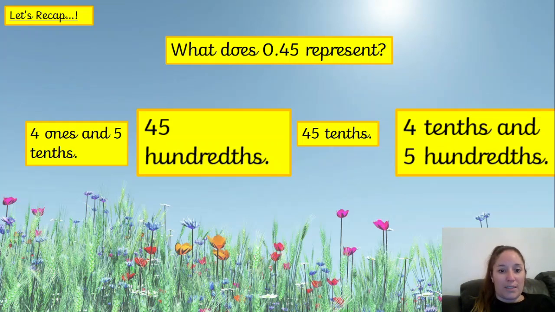Now I thought this one might challenge you a little bit because I don't know how many of you would have said this one. We know it's 4 tenths and 5 hundredths, okay, but we also know it's 45 hundredths, okay, because there are 10 hundredths in 1 tenth. So 45 hundredths is the same as 4 tenths and 5 hundredths.